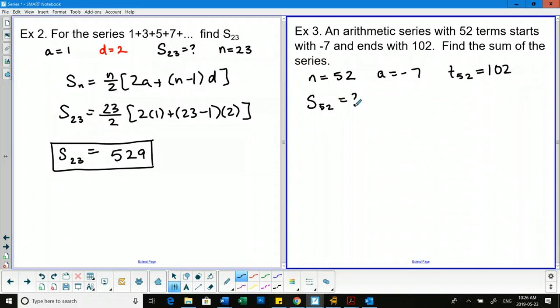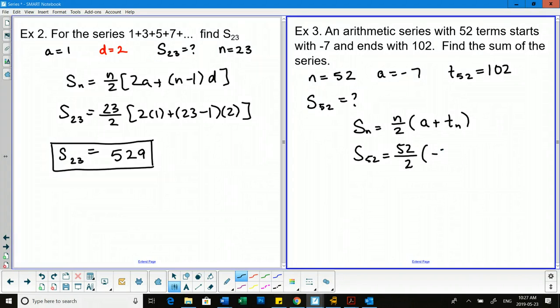That's my question mark. In this case, I can actually utilize that second formula that I showed you guys because I know the first term and I know the 52nd term of that series. So I can actually use this Sn equals n over 2 times (A plus Tn). Because when I plug in 52 here, I'm going to be looking for T52. So I would be saying T52 there, and then I know the value of T52 is 102. Okay, so we can just calculate from here. We'll get 26.